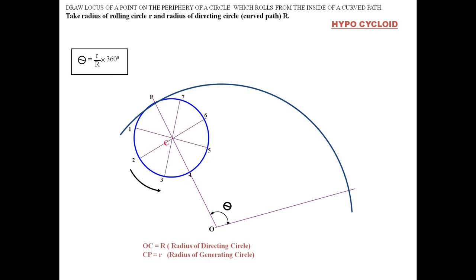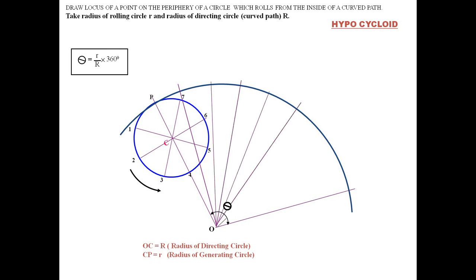We'll number the points 1, 2, 3, 4, 5, 6, 7, and this is the 8 point, or this is the point P. Since the circle is rolling in this direction, we number the points in this direction. Then with center O and radius O1, O2, O3, O4, O5, O6, O7, we'll draw the arcs, and we'll divide the arcs into 8 equal parts, since we have divided the rolling circle into 8 equal parts.